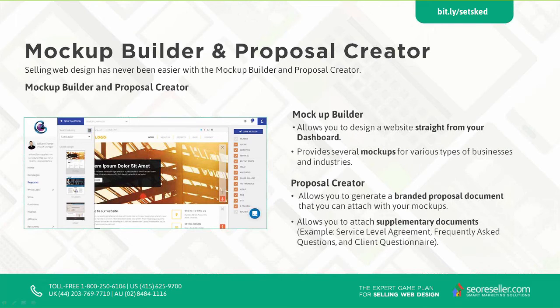The first one is the Mockup Builder. When you go to your dashboard, the immediate page you'll see is the home page. But on the left-hand sidebar menu, you've got the Proposals tab. It's just underneath Campaigns. So just go ahead and click that.